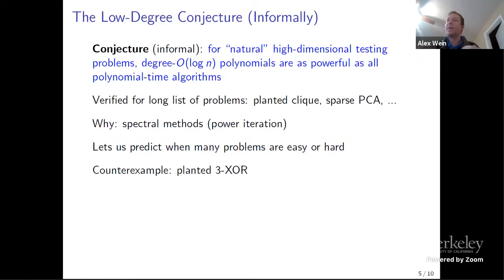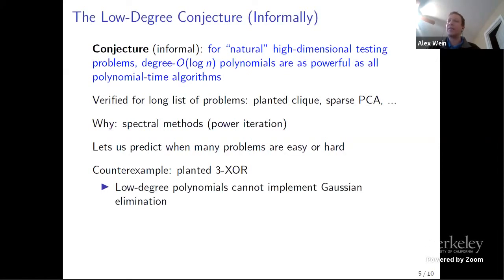But of course, there's some limit to the class of problems where we believe this conjecture. One example is planted XOR SAT. And the reason is that you can solve it using Gaussian elimination, but low degree polynomials cannot implement Gaussian elimination. The low degree prediction is not completely wrong, because if you instead consider just a slightly noisy version of XOR SAT, then Gaussian elimination stops working. And now the prediction agrees with the best known algorithms.